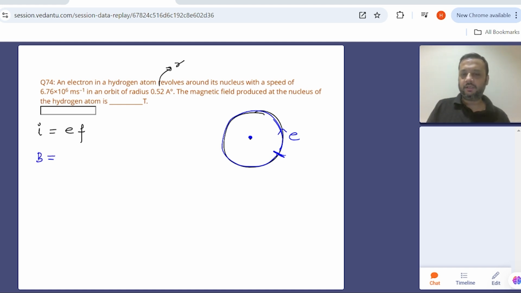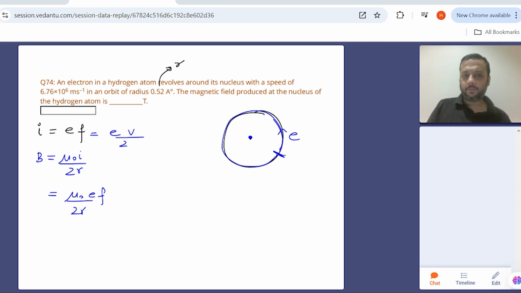So the magnetic field due to the current flowing in the ring is written as mu naught I by 2r. Now we just have to put in the values. Mu naught upon 2r into current, and the current value is charge into frequency. Now, how will you find the frequency? Frequency is the number of circulations per second, which is nothing but the total speed of the circulation divided by the circumference. That means this will become e into v upon 2 pi r.